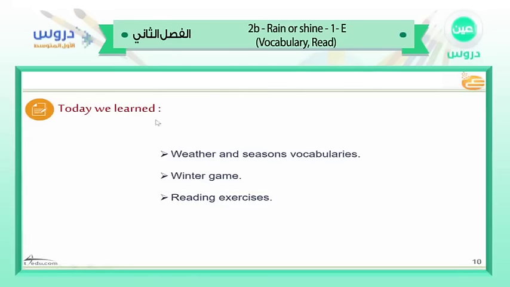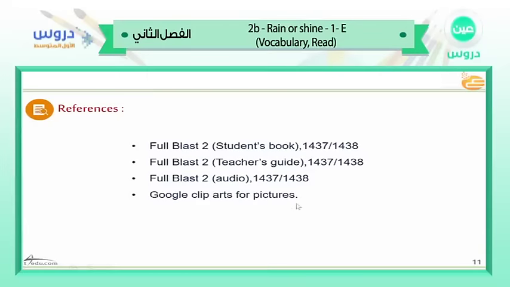Okay, today we learned the first thing, weather and seasons vocabulary. Number two, the winter games, and what do we mean by winter games? What are the winter games? The third thing, a reading exercise. So this is the end of our lesson.